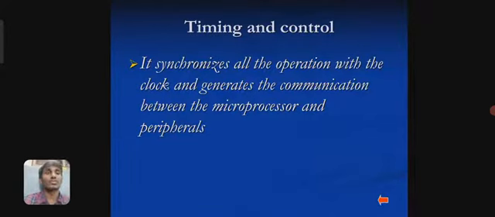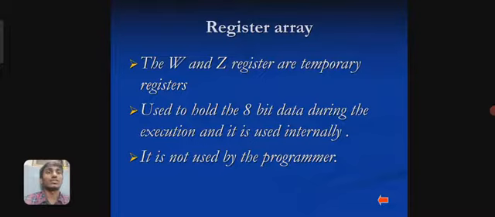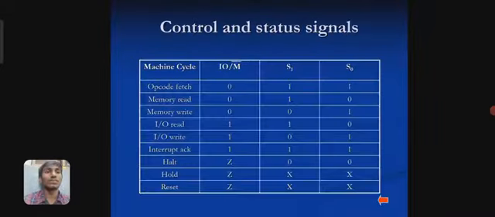and peripheral. Peripheral means external connections to the microprocessor. So instruction register and decoder: the instruction is loaded in the instruction register, and the decoder decodes it and establishes the operation that has to be performed. The W and Z registers are temporary registers used to hold the 8-bit data during the execution, and are used internally, not by the programmer.